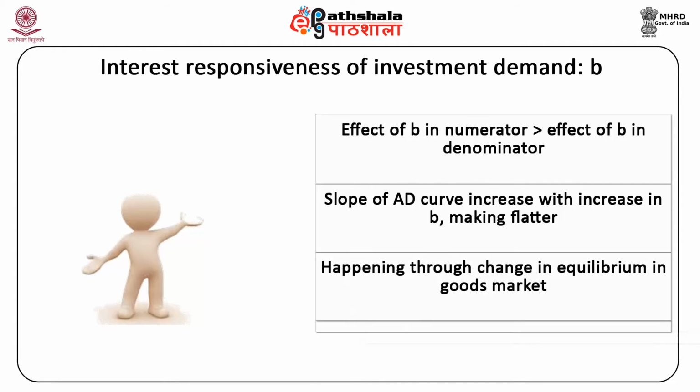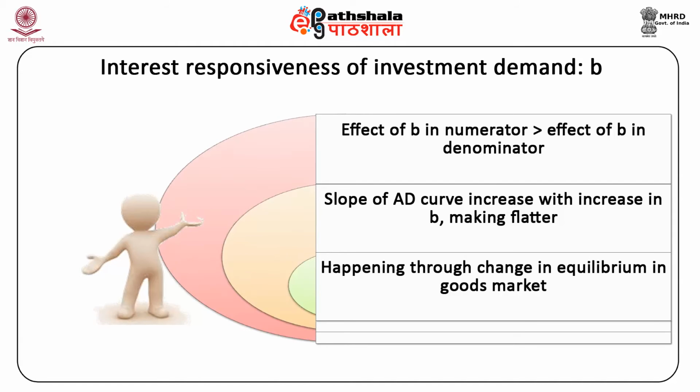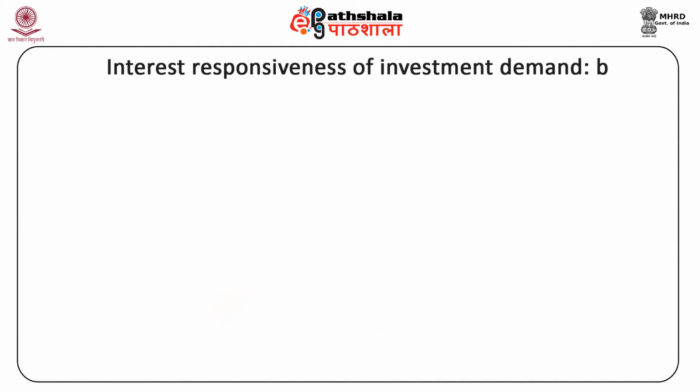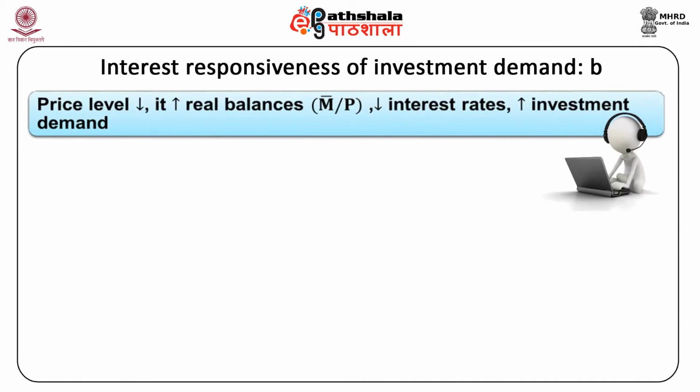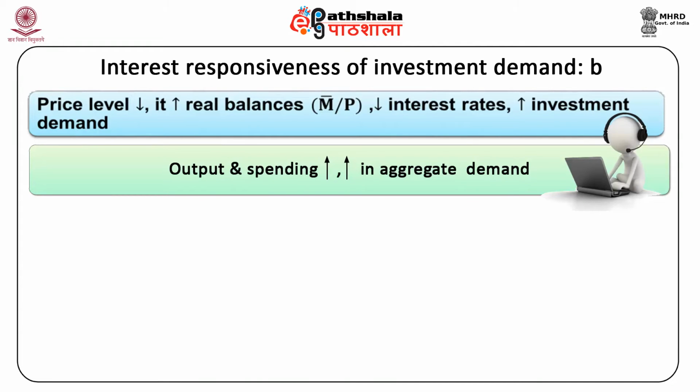Economically, this is happening through the change in equilibrium in the goods market. When price level decreases, it increases the real balances, which reduces the interest rates, increases the investment demand, and hence output and spending increases, leading to a rise in aggregate demand.